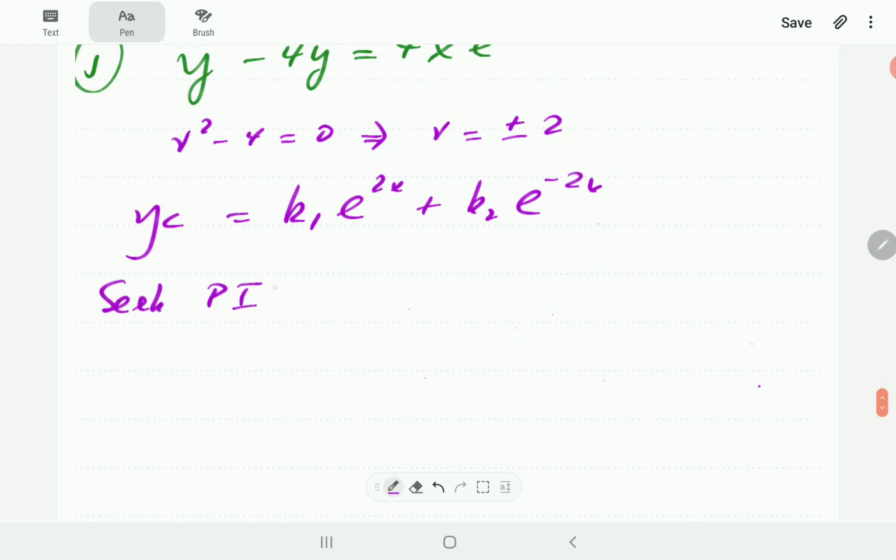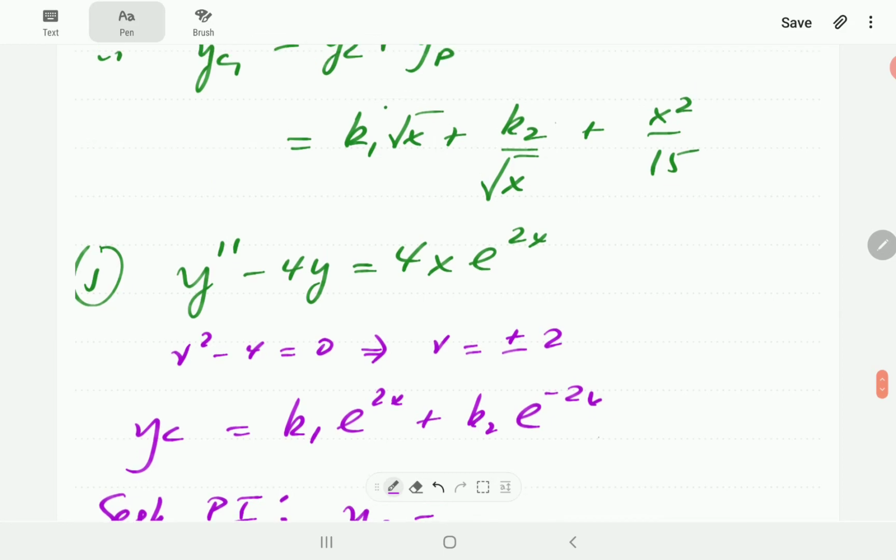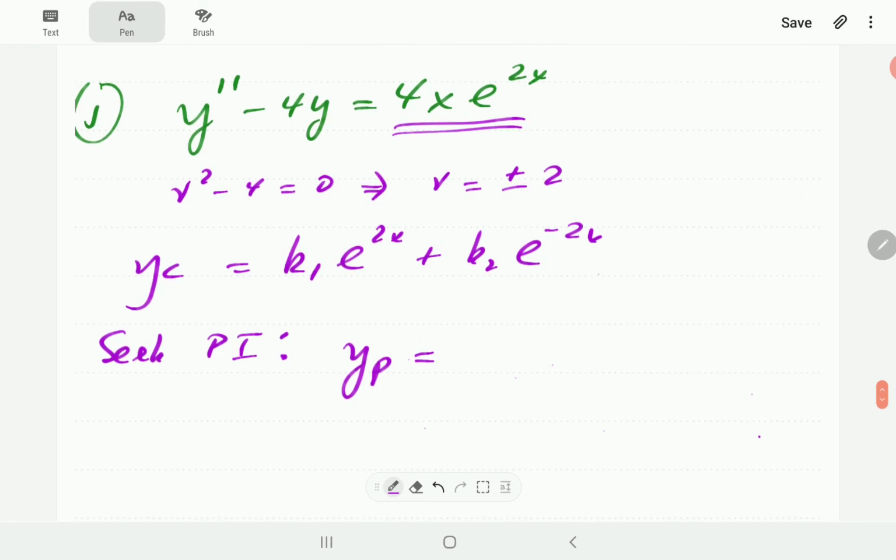Then for the particular integral yp, we're going to look for a solution guided by the form of the non-homogeneous term. So that we've got a linear polynomial times e to the 2x. So we're going to look for a solution of the form ax plus b, which is a general linear polynomial with undetermined coefficients a and b, and then times e to the 2x.